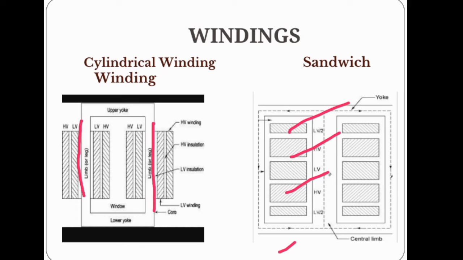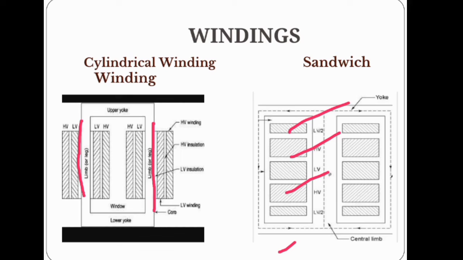That means a sandwich consists of a number of items. So like that, here also the winding is placed like a sandwich. That's why the name is sandwich type of winding. Here the total winding is divided into a number of parts, and they are arranged like this. It is used in shell type transformers.